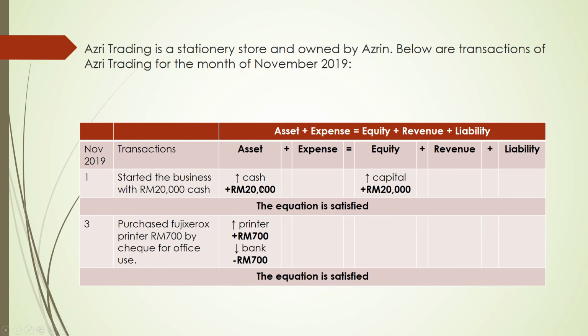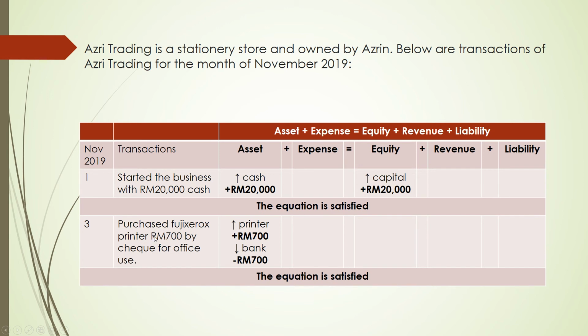Okay, now I want you to look at the accounting equation whereby the formula is asset plus expenses equal to equity plus revenue plus liability. So for the first transaction, the equation will be positive 20,000 in asset equal to positive 20,000 of equity. Therefore, the equation is satisfied. 20,000 equal to 20,000.